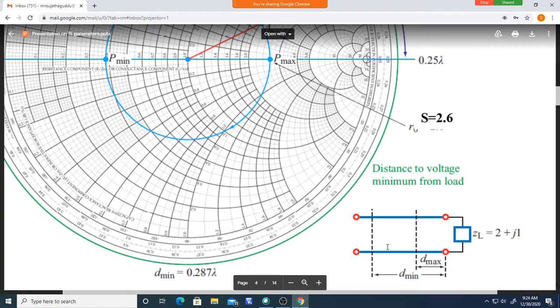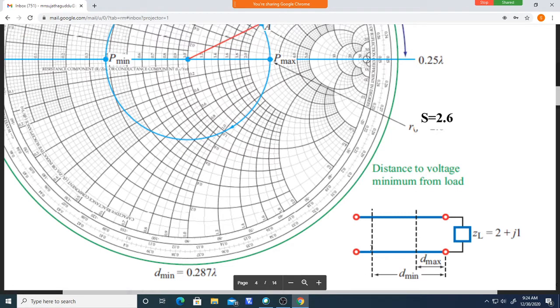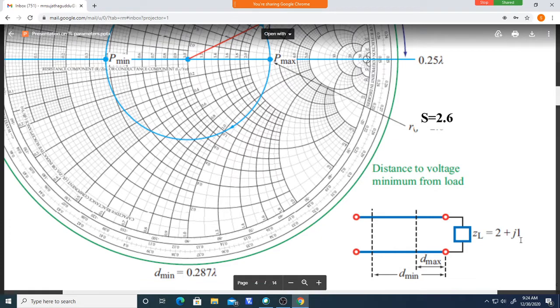But as you move, impedance changes. It doesn't remain the same as in the case of a simple short circuit. If you consider this as a simple short, then what happens? You measure impedance here, or anywhere. From here to here, the impedance is 2 plus j1 only. It remains constant. It doesn't change.